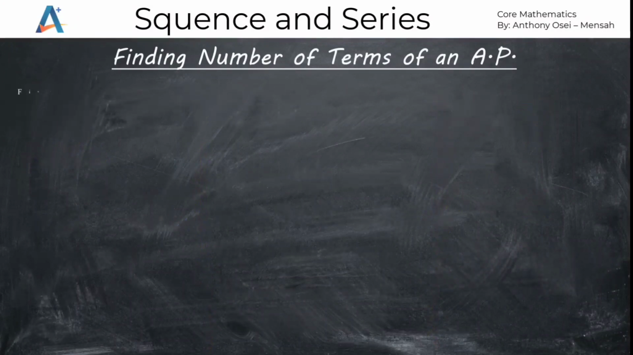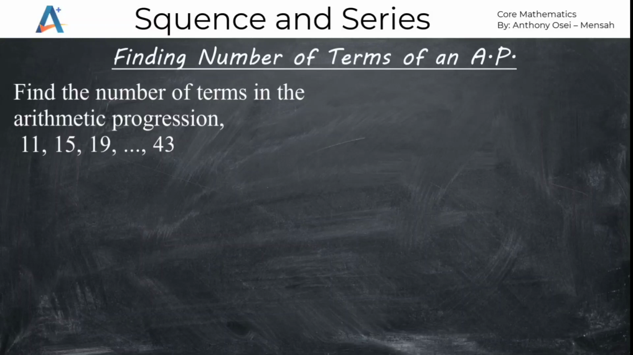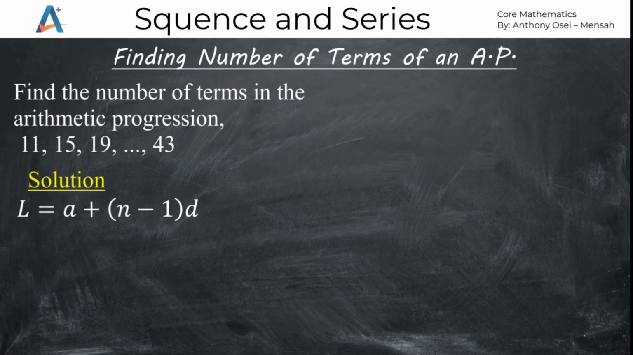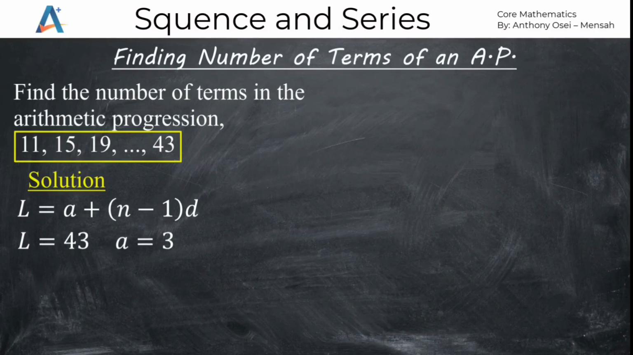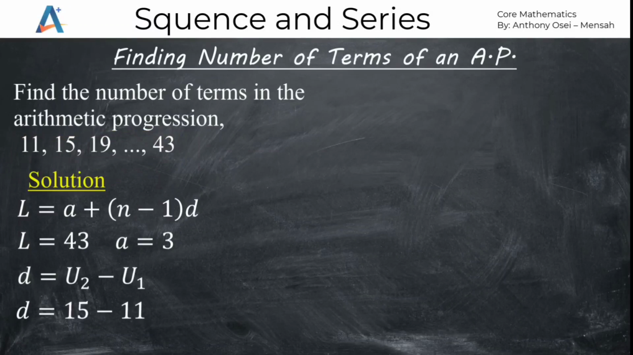Now this question reads, find the number of terms in the arithmetic progression 11, 15, 19, and then we have the last one as 43. So if you check this, we can use the formula l is equal to a plus n minus 1 times d. That is the last term formula, where l is the last term. Now from the question, our last term is 43. Then we have a as the first term, 11. Then the common difference, which is u2 minus u1, the second term, which is 15, minus 11. Now the common difference will be 4 at the end of the day.